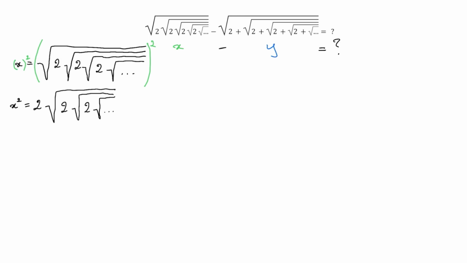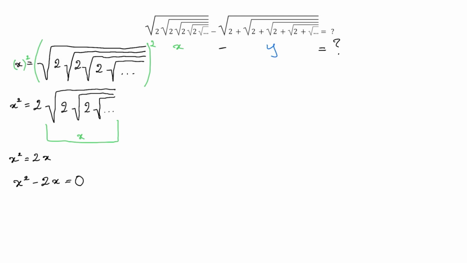If you look closely here, you can see that this value is exactly the same as our x. Well, this is very convenient. We can now make a wonderful substitution. We can say that x squared is equal to 2x. And subtracting 2x from both sides, we get that x squared minus 2x equals 0.